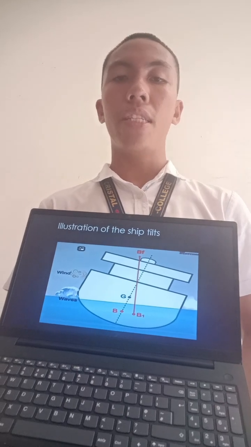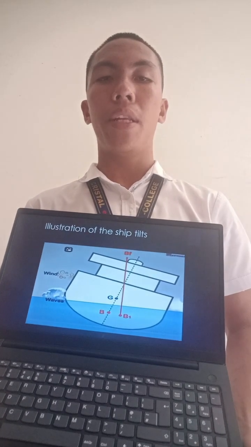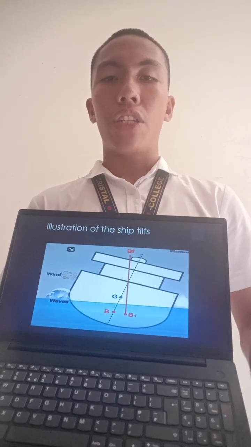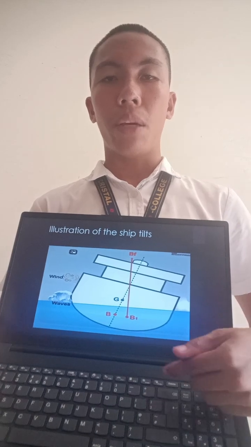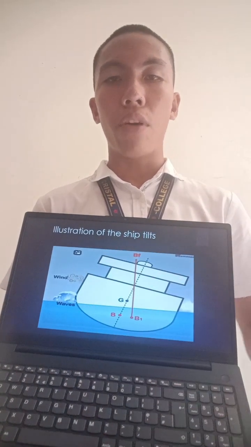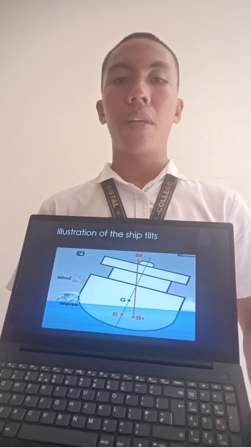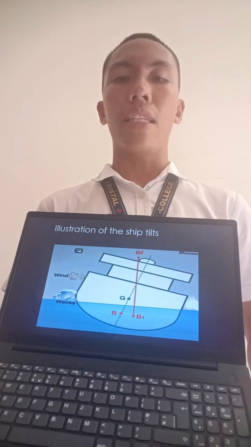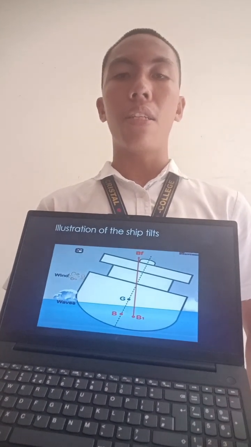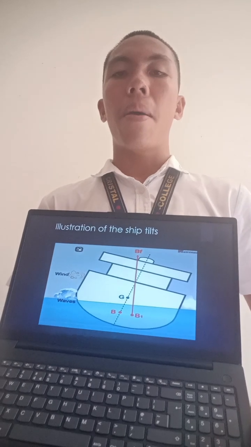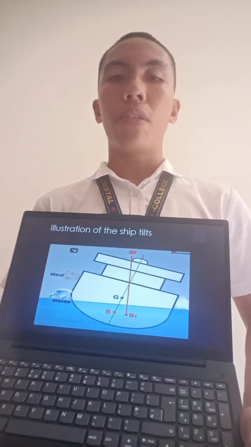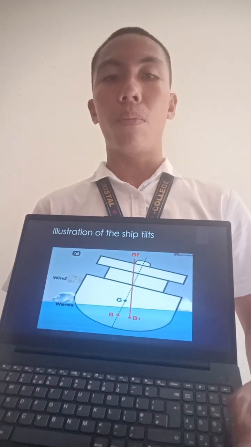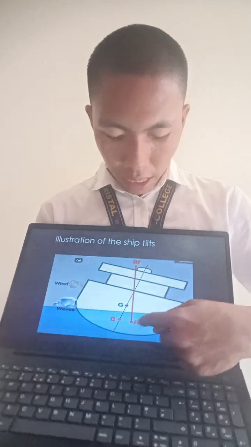The upward force. Buoyancy is the upward force exerted by a fluid like water that opposes the weight of a submerged object. For a ship floating in the water, the weight of the ship acts downward, while the buoyant force acts upwards. Center of buoyancy. This is the point where the buoyant force acts on the ship. It's essentially the center of the volume of water displaced by the ship. This represents the vertical distance between the keel at the bottom of the ship and the center of buoyancy. This is the center of buoyancy.